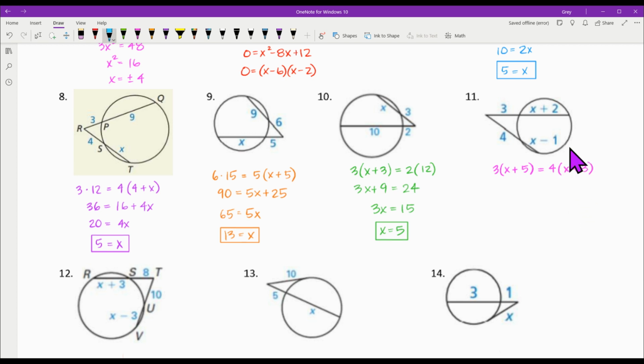Okay? So don't be fooled. Distribute 3x plus 15 equals 4x plus 12, and that gives me x on the right equal to 3. And we're good.